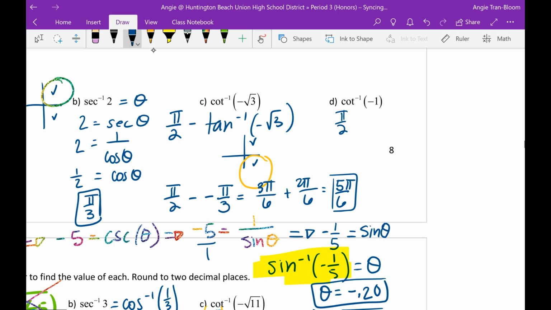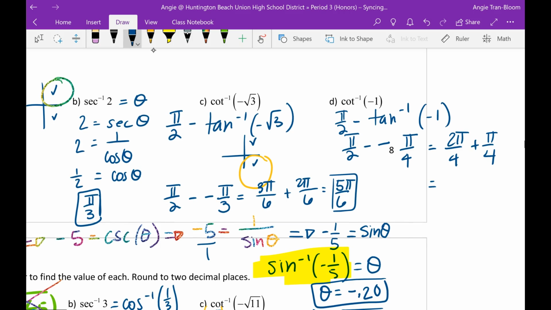Pi over 2. Take away tangent inverse of negative 1. Do you know what tangent inverse of negative 1 is? What is it? Negative pi over 4. I'm going to hold on tight so you can disagree. Common denominator is 4. So that's going to be 2 pi over 4 plus a pi over 4. So this angle is 3 pi over 4.